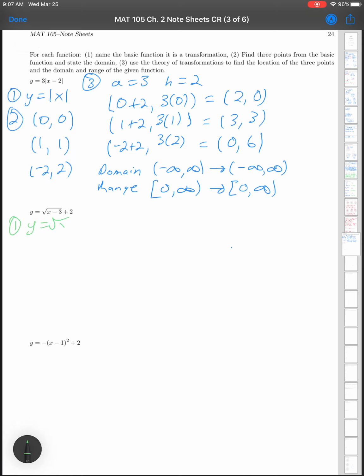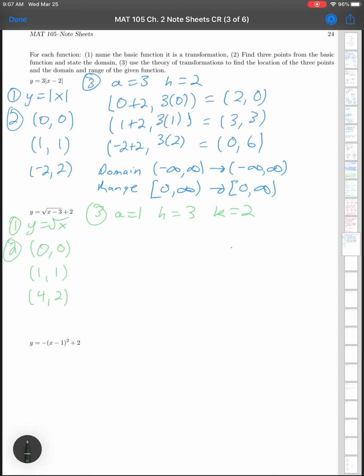So the next one, the basic function is the square root of x. Some ordered pairs for the square root of x are, we could use the same ones we used before. So (0, 0), (1, 1), (4, 2).